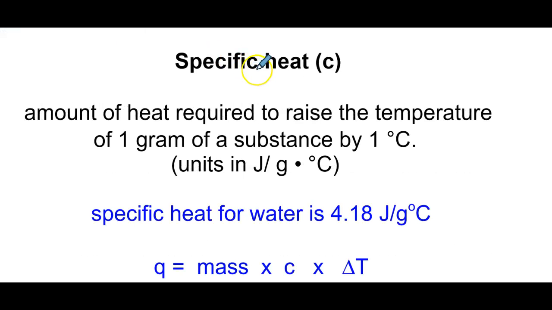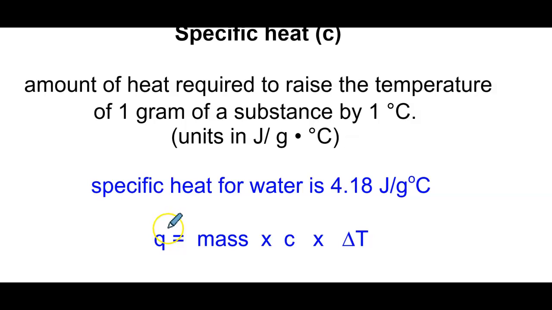Okay, and we're going to look at something called specific heat, lowercase c, the amount of heat required to raise the temperature of 1 gram. So that's the difference, 1 gram of substance by 1 degree Celsius. Units for specific heat are joules over grams times degrees Celsius. You wrote this on your card. Specific heat for water is 4.18 joules per grams degrees Celsius. And this formula we wrote, Q equals mass times specific heat times delta T. Again, that's heat. These are times symbols, not X's.